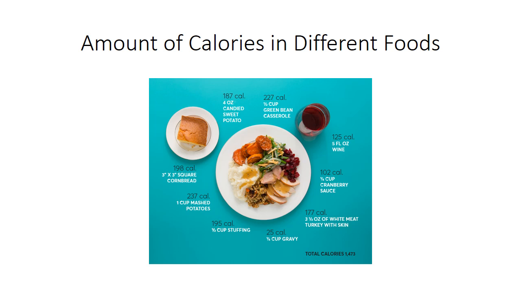1 cup of mashed potatoes, 237 calories. 1 piece of cornbread, almost 200 calories. A sweet potato, 187. Then 1/2 cup of green casserole. I wouldn't imagine that it actually has over 200 calories.